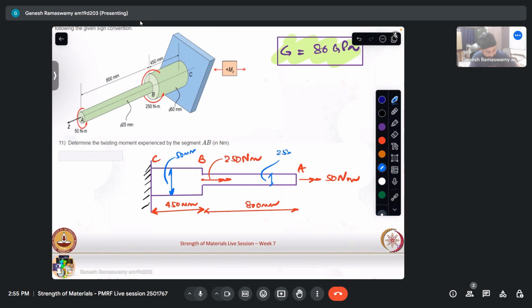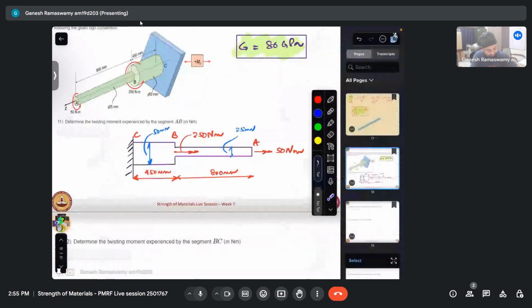So we have simply redrawn the question in terms of a simple diagram for us to be able to handle it easily. Determine the twisting moment diagram experienced by AB. So now I will not draw a cut section as we did in the previous case. We will do it quickly so that we get a practice of doing this quickly.